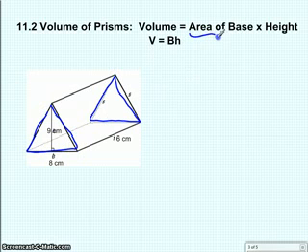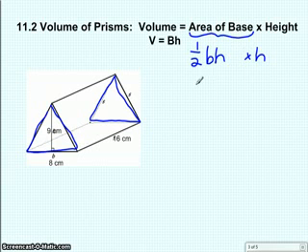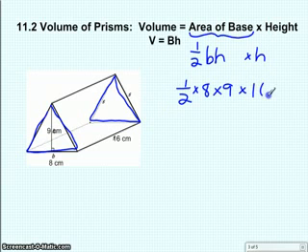Only this time for the area of the base, I have to use my triangle formula. Remember, the formula for the area of a triangle is 1/2 times the base times the height. And then I'm going to multiply it by the height of the prism itself. So let's plug these in. It's going to be 1/2 times the base. In this case, the base of my triangle is 8, times the height of my triangle, which is 9. And then I will multiply it by the height of the triangular prism, and that height is 16.